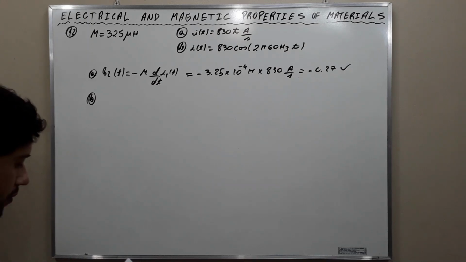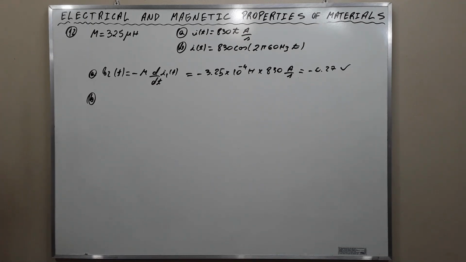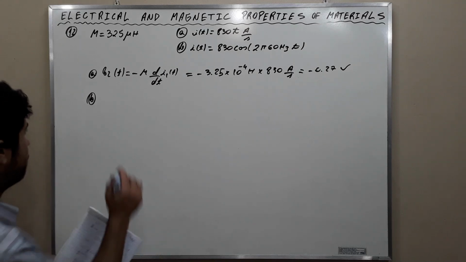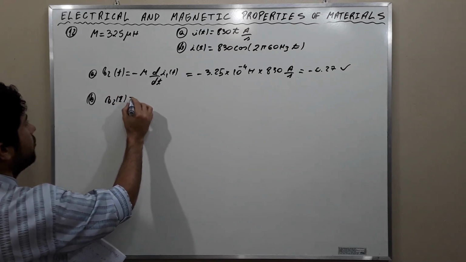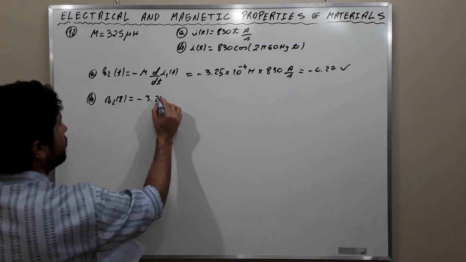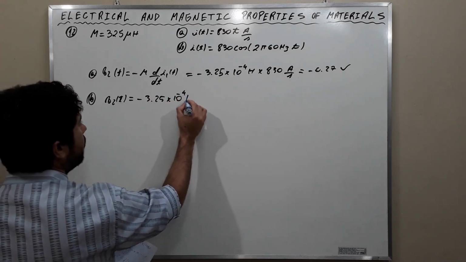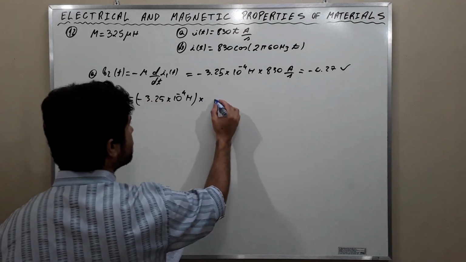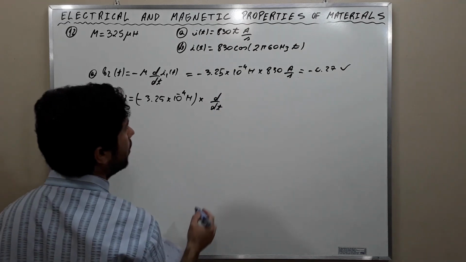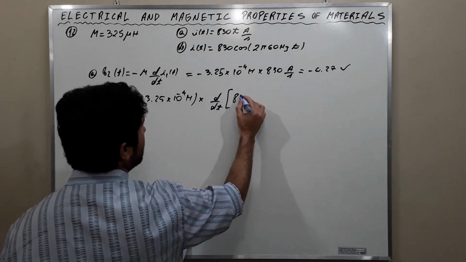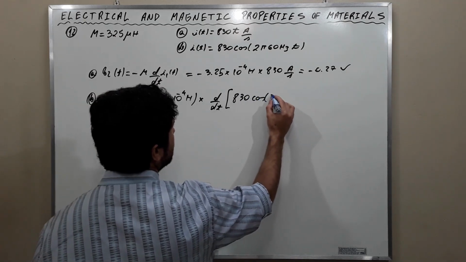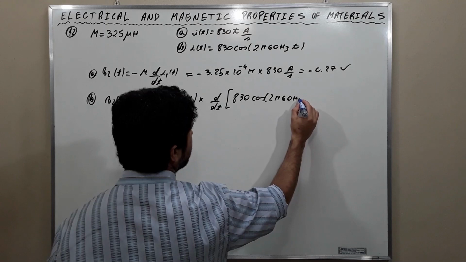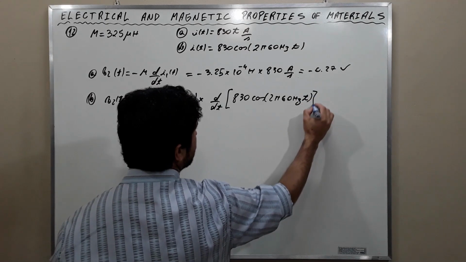It was easy. Now let's go to letter B. We are going to do the same. Now I of t is 830 times the cosine of 2 pi 60 hertz times t. Alright, V2 of t is going to be equal to negative 3.25 times 10 to the negative 4 Henry times the derivative of this, 830 times the cosine 2 pi 60 hertz times t. Okay?